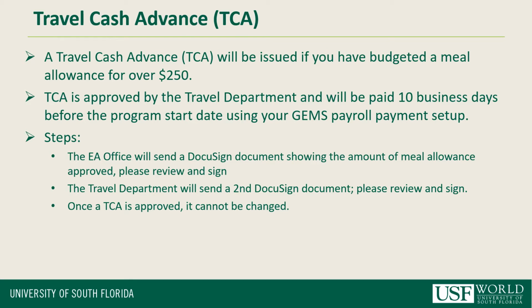You'll receive a DocuSign from Education Abroad showing the amount of the meal allowance that was approved. So we need you to review that and sign it. Once we receive that back, you will receive a second DocuSign that's coming from the travel department, and you'll need to review and sign that also. Once a travel cash advance is approved, it can't be changed, so again, please review it carefully.